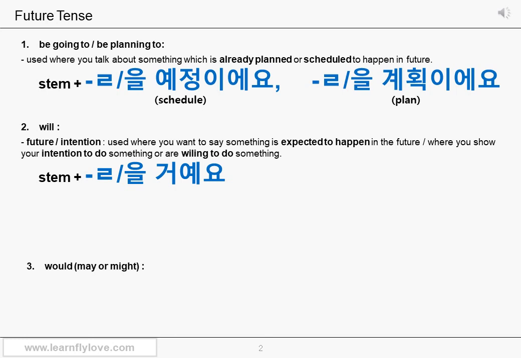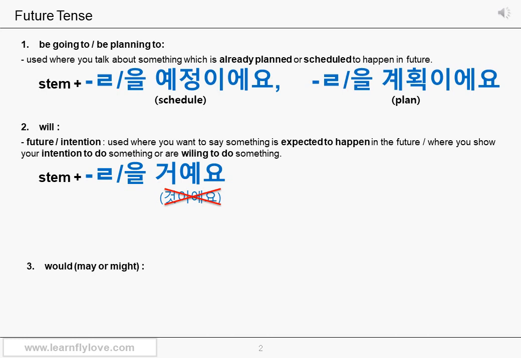Next, let's learn how to express will in Korean. The stem plus 을 거예요. This compound expression 을 거예요 sounds very similar to the English auxiliary verb will. So you can use this where you want to say something is expected to happen in future, or where you want to show your intention to do something, or you're willing to do something. This 거 sound is from the dependent noun 것 that you learned in the previous lesson. If you use the original form 것, 이에요 should be added. But 을 것이에요 is not really used. Well, you can still use it, but you will sound like a robot.